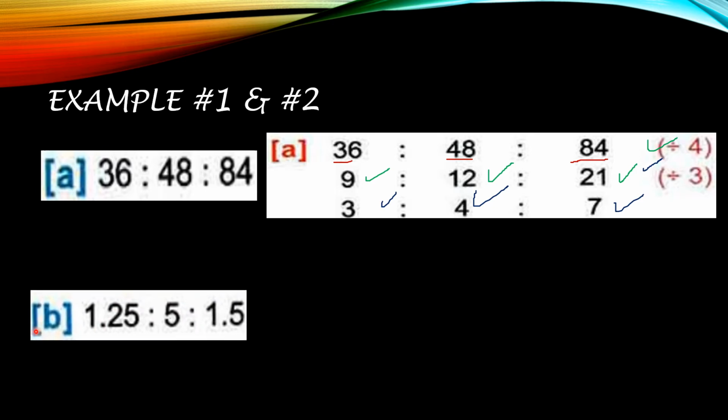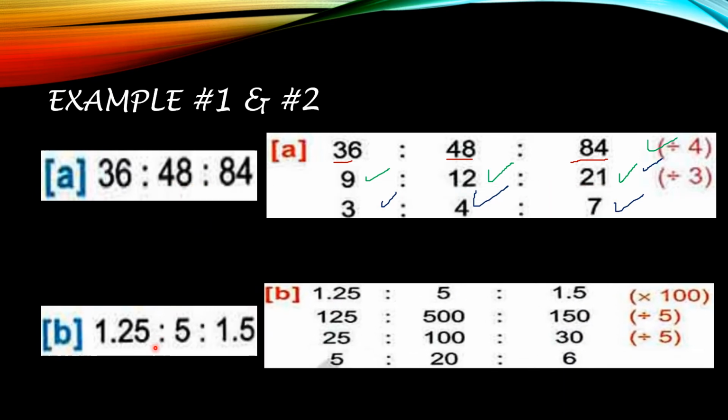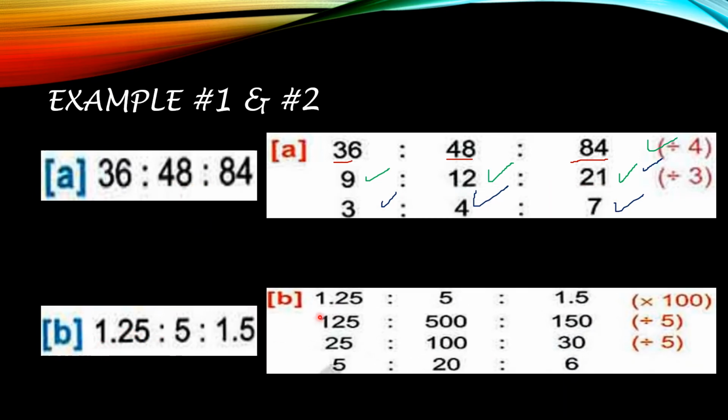So here we have example number 2, which says 1.25 to 5 to 1.5. This is a little bit tricky because we have decimals here. We don't have whole numbers like 36, 48, and 84. So what we're going to do is turn these decimals to whole numbers, because whole numbers are easier to deal with than decimals. To turn 1.25 and 1.5 into whole numbers, we are going to multiply them by 100. So 1.25 times 100 is going to be 125, 5 times 100 is going to be 500, and 1.5 times 100 is going to be 150.